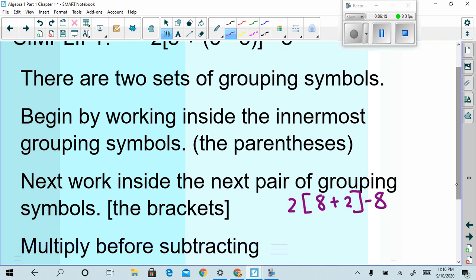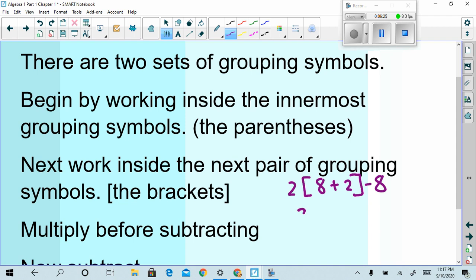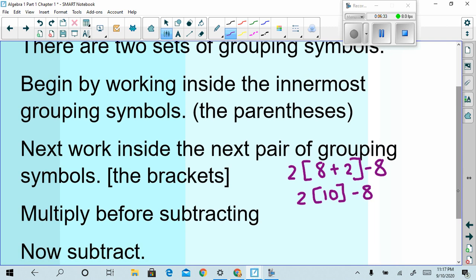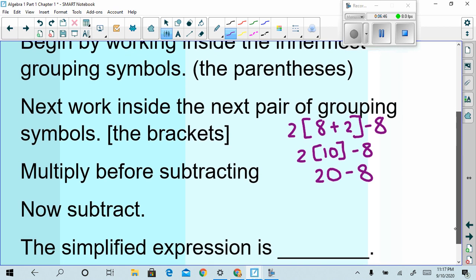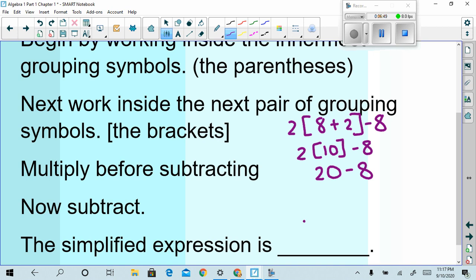So the first thing I did was I worked within the parentheses. I still have a grouping here, so I'm going to simplify what's in the brackets. And as you see, what I'm doing is spelled out in the steps on the left. I'm then going to multiply. And my last step, you can see, is subtract. And my simplified expression was 212. Again, it's a step-by-step process. It's like doing a puzzle, one thing at a time.